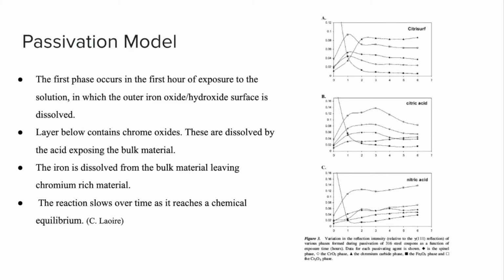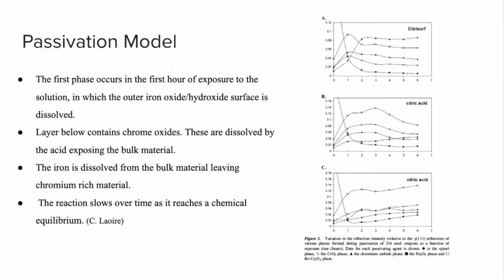The first phase occurs in the first hour of exposure to the solution, in which the outer iron oxide or hydroxide of the surface is dissolved. The layer below is enriched with chromium oxides. The iron in the bulk material is dissolved, leaving a chromium-rich material. These reactions tend to slow over time as the material reaches chemical equilibrium with the solution. On the right-hand side are a few graphs showing different solutions and different rates of change.